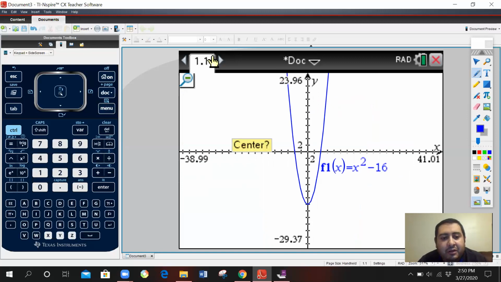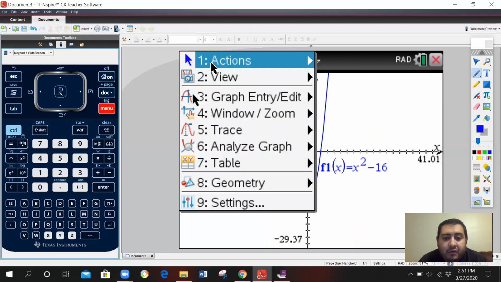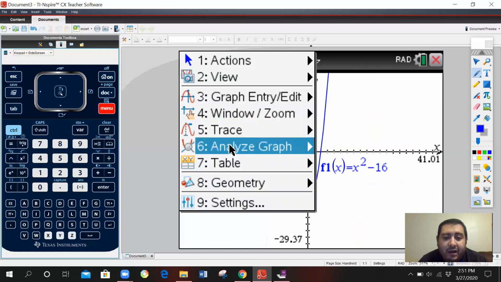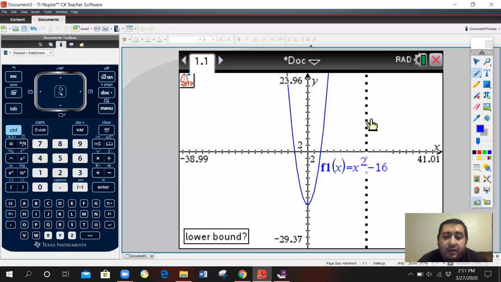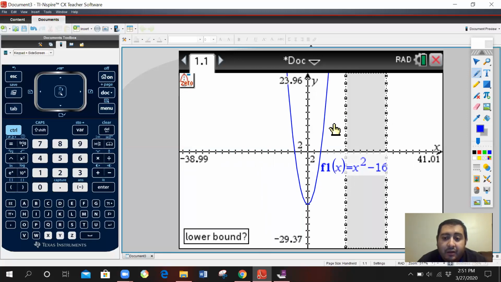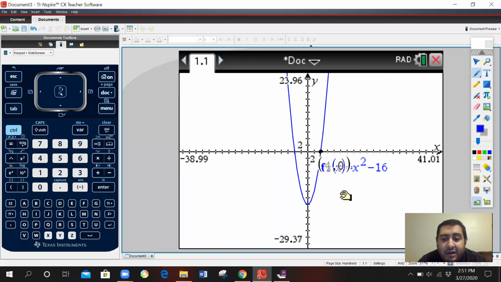Now to figure out our zeros, you could click menu, go to option number 6, analyze graph, and choose option 1, zero. Here, you could just see the dotted line. You could click on it and drag it until the calculator tells you where the zero is. Click again. This is your first location at 4. It's crossing the x-axis at 4.